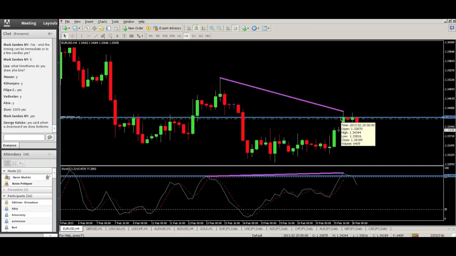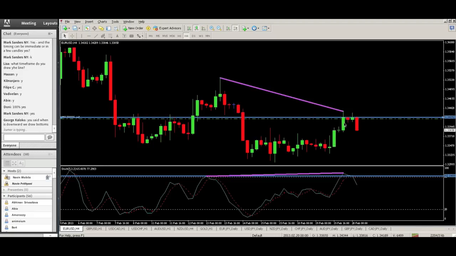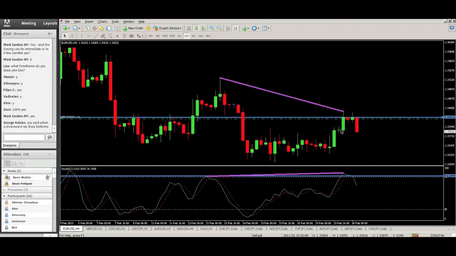Yes, George, in a downward movement, you draw the bottoms. You see how price is moving upwards here? As price is moving upwards, you draw the tops. If the last immediate trend is moving downwards, you draw the bottoms. Does that make sense? Okay, we'll do more examples, don't worry.